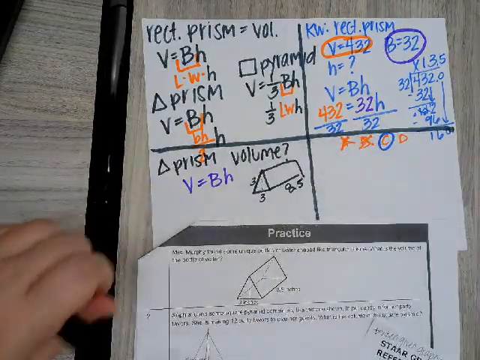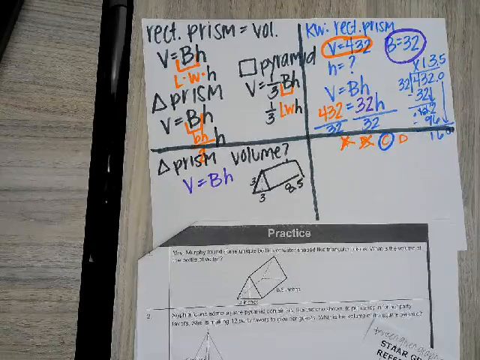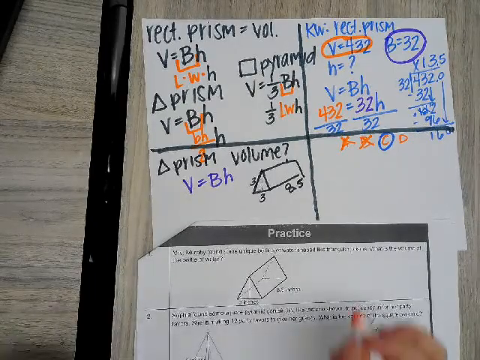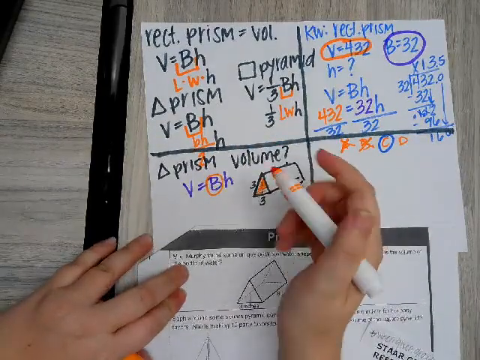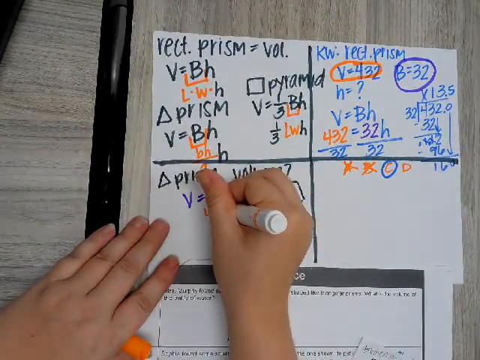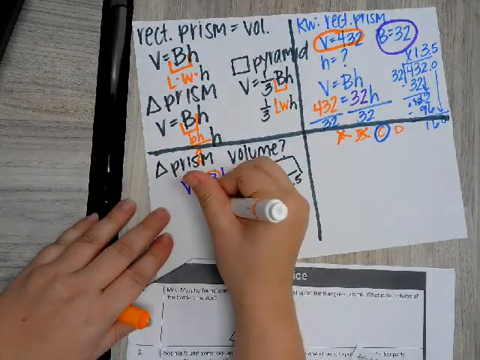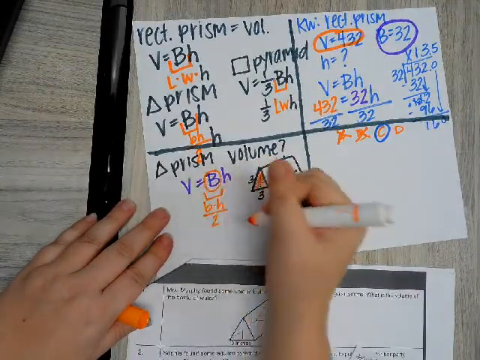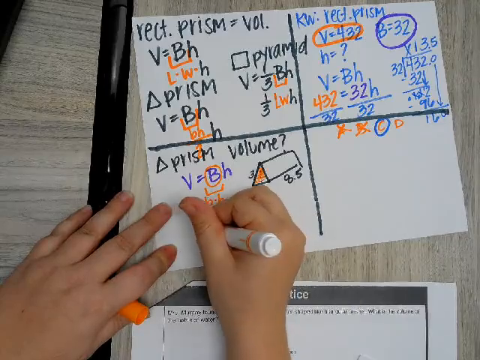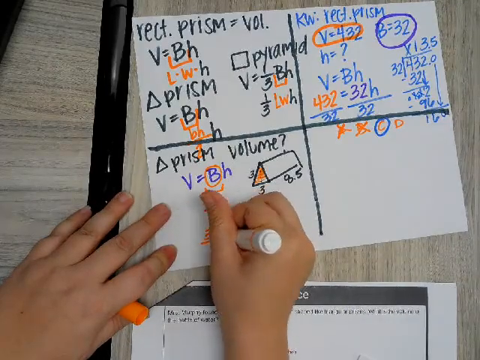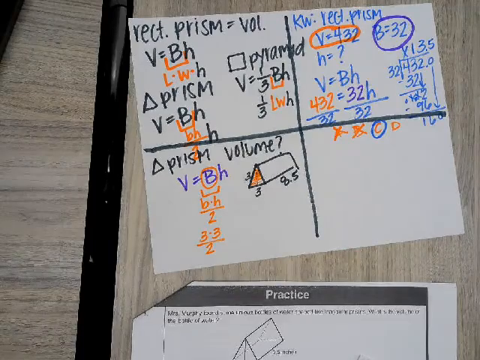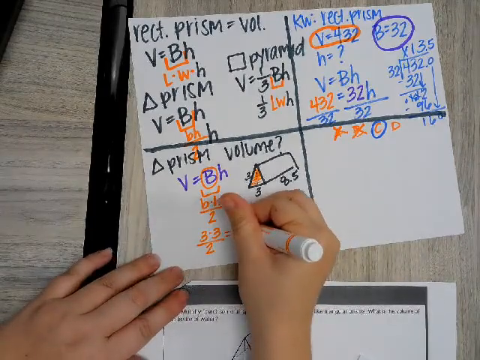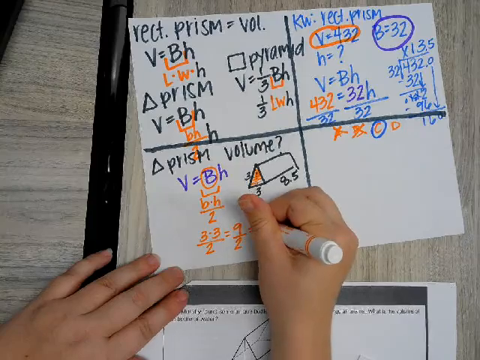Okay, so let's go ahead and identify my base. My base is a triangle. Area of the base for a triangle is base times height divided by 2. So this is going to be 3 times 3 divided by 2. What is 3 times 3? 3 times 3 is 9. 9 divided by 2 is 4.5.